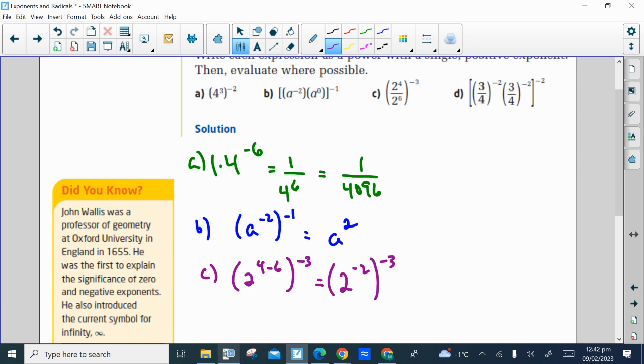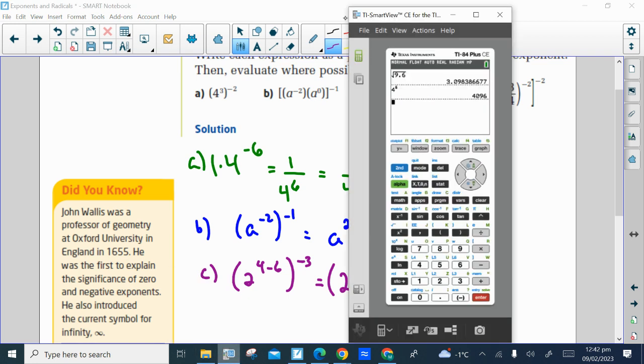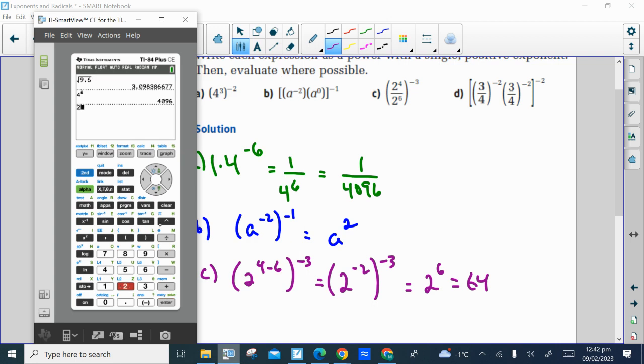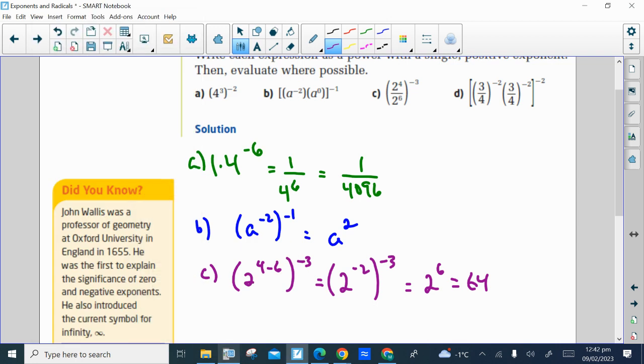Cheney, what do we do to those exponents? And get what? 2 to the power 6. Which I think is 64. 2 multiplied by itself 6 times. Two to the power 6 is 64. Right, so there's the answer for that one.